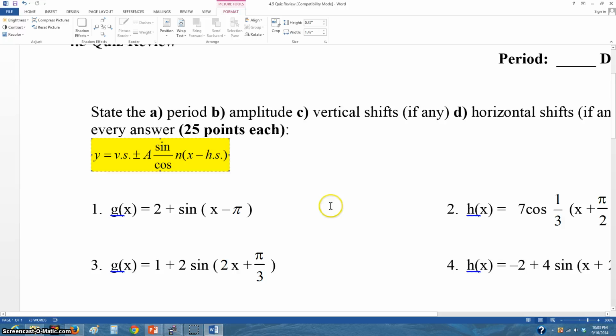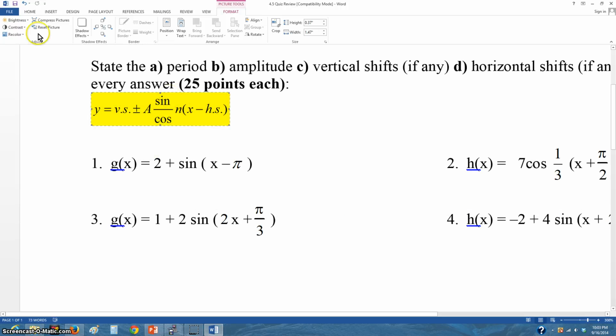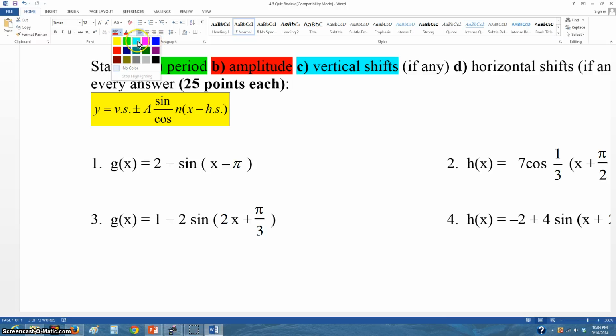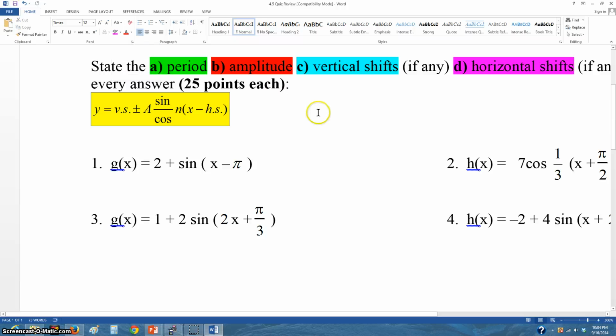Because I can't write on here, I'm going to basically color code. I'm going to say that my period will be color coded as green, my amplitude will be color coded as red, my vertical shifts will be color coded as turquoise, and my horizontal shifts will be color coded as, we'll say gray, or we'll use this pink color.